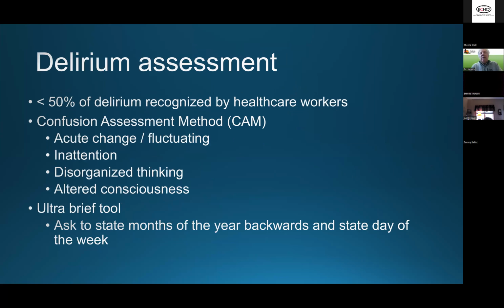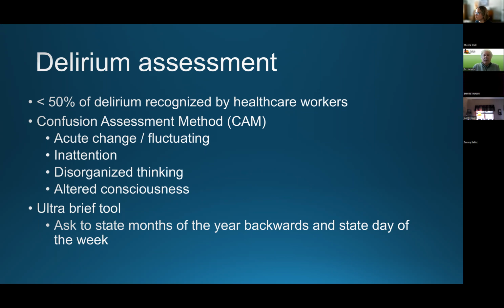So how do we figure out if somebody has delirium or not? Studies show that about half of the delirium, when it exists, is not recognized or documented by healthcare workers. There was an interesting study that showed how hospitalists and hospital-based doctors prescribed Haldol and these other antipsychotics for newly admitted hospital patients, and 90% of the time they never documented why they were giving the medication. So it's a huge gap in electronic medical record documentation.